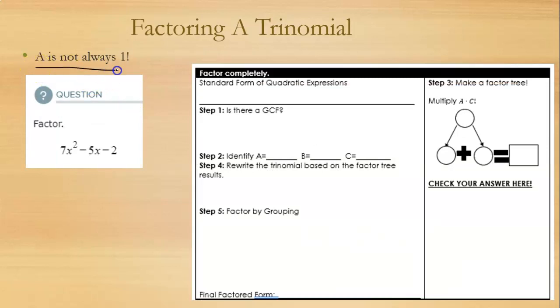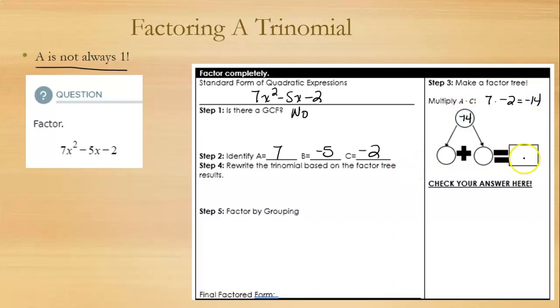Now, one good thing to know is that a is not always 1. So if we have the standard form here, 7x squared minus 5x minus 2, some of you might have gotten the impression that the GCF would be 7, but it's not. 5 and 2 are not divisible by 7. There is no GCF on this one. A is 7, B is negative 5, and C is negative 2. We still are going to work this exactly the same way. 7 times negative 2 is negative 14.